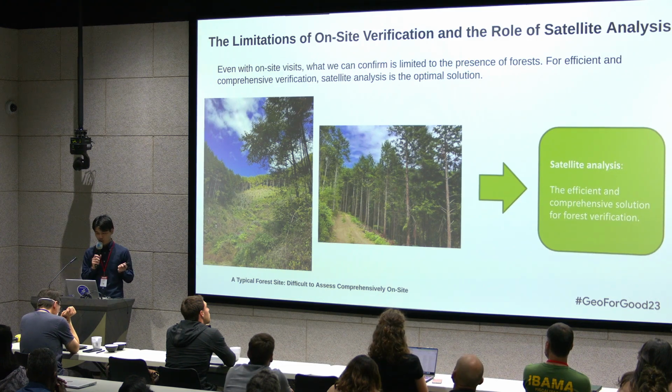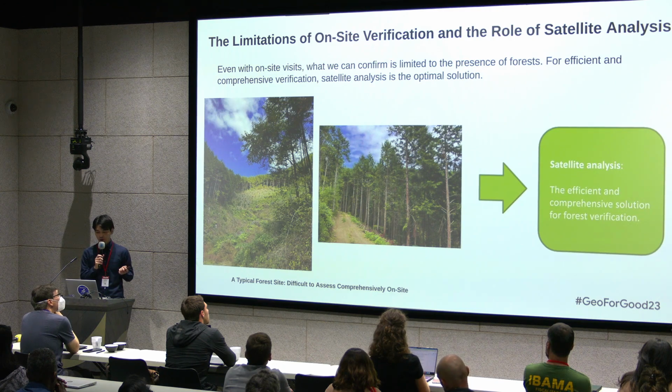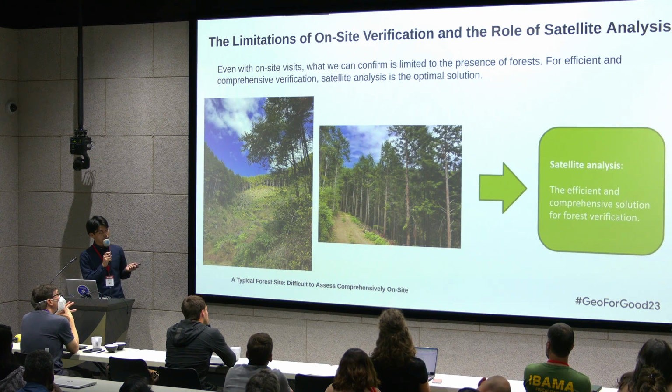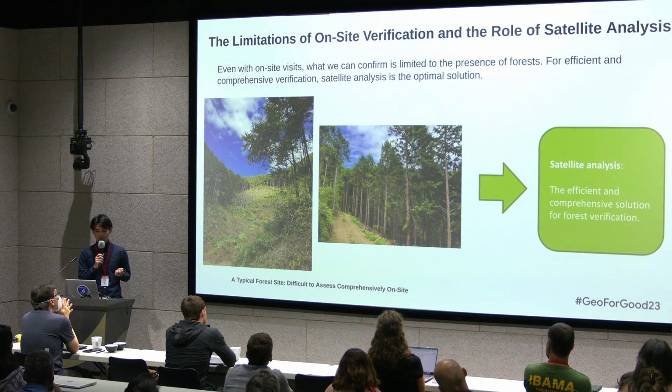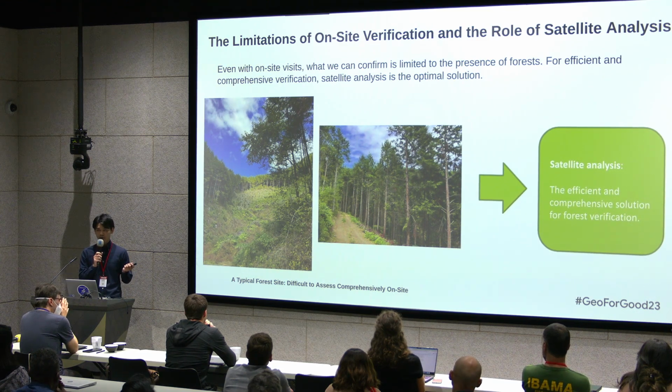Furthermore, even if we are able to visit the local forest, they are often covered with trees, and especially in Japan, the slopes are very steep. In addition, the boundaries of each forest site are also covered with grasses. So the only thing that can be confirmed is the presence or absence of trees. In such a situation, satellite data is suitable for efficient and comprehensive confirmation.